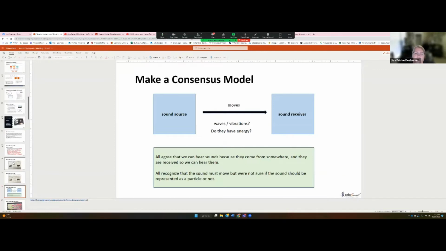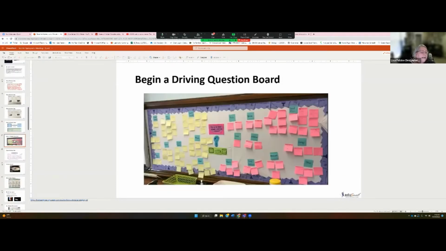So some more questions. Are these waves? Are they vibrations? Do they have energy? Everyone agreed we can hear sounds because they come from somewhere, and they're received because we can hear them. They know sound moves, but they're not sure if the sound should be represented as a particle or not. So these are all very good observations.